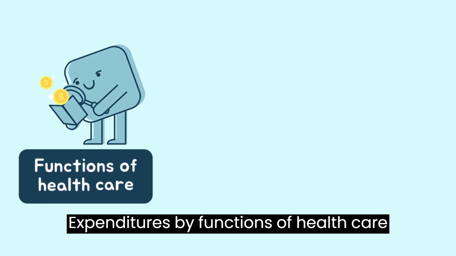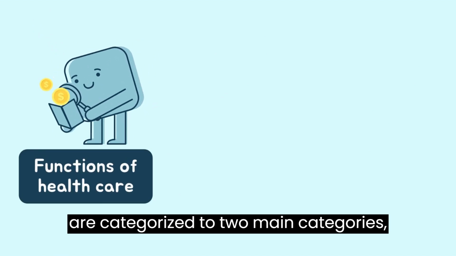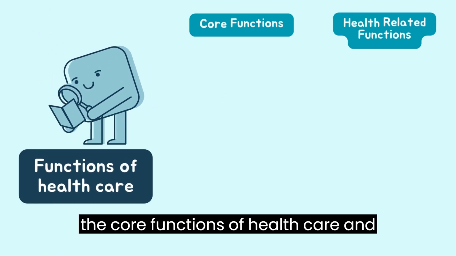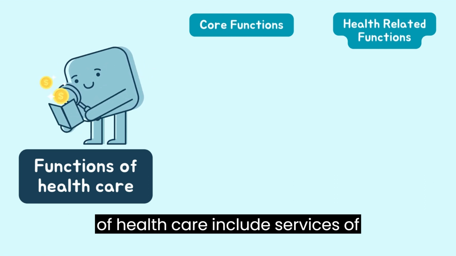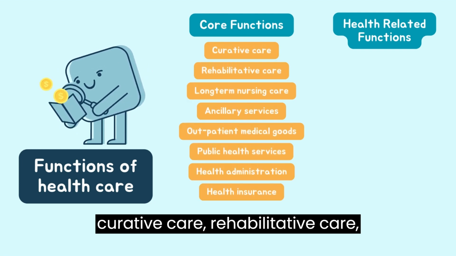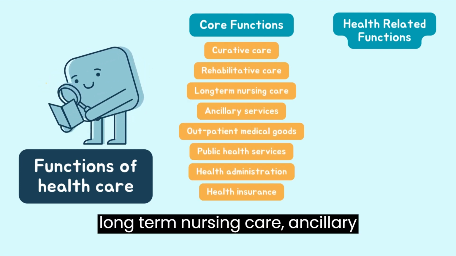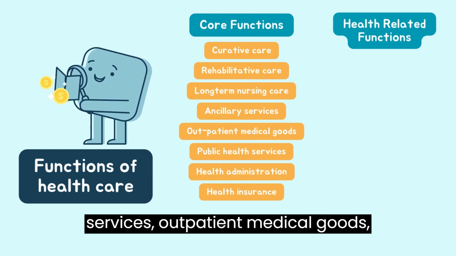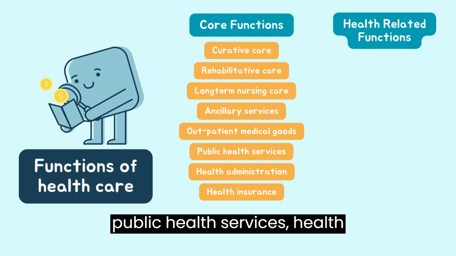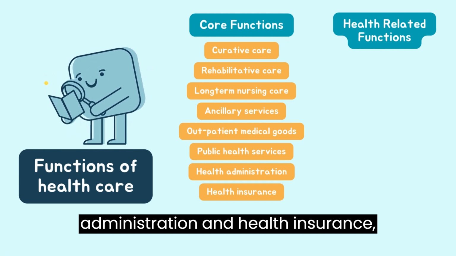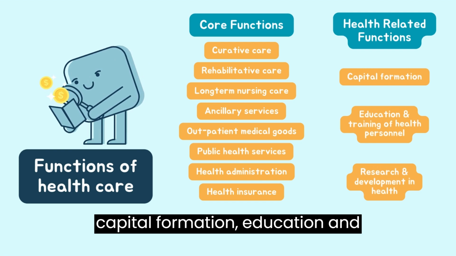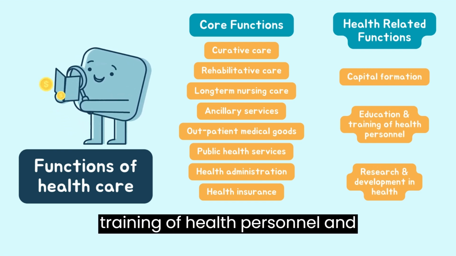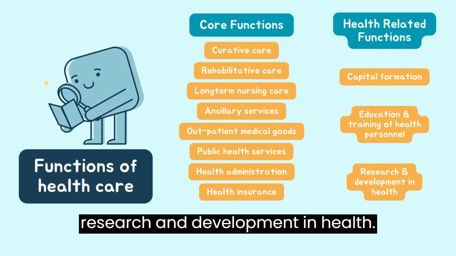Expenditures by functions of health care are categorized into 2 main categories: the core functions of health care and health-related functions. Core functions of health care include services of curative care, rehabilitative care, long-term nursing care, ancillary services, outpatient medical goods, public health services, health administration, and health insurance. Whereas health-related functions include capital formation, education and training of health personnel, and research and development in health.